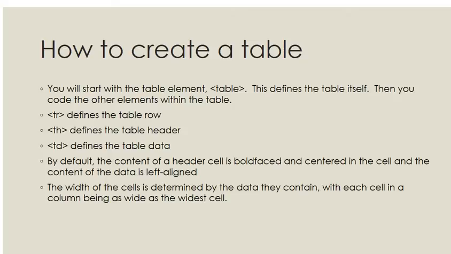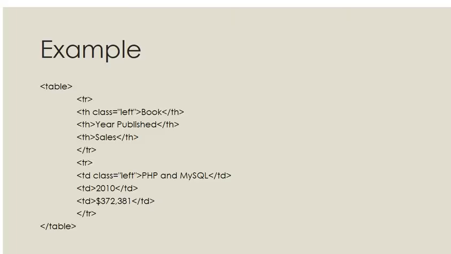By default, the content of the table header cell is going to be bold-faced and centered, and data is always left aligned. The width is going to be determined by how much data you've put in that cell. The bigger the cell, the more data, the more cell space it's going to have. And I'll give you an example of what that looks like.